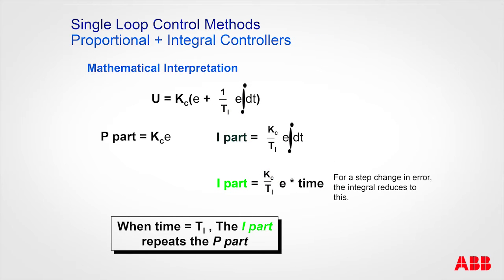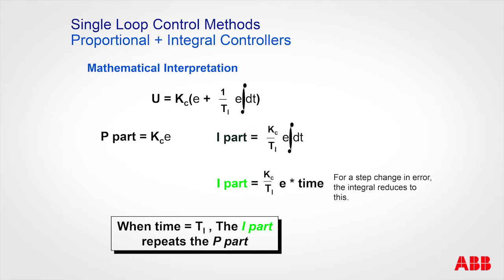Now, remember we talked about repeat time. In terms of math for a standard, this is a standard interpretation, okay? Remember the equation? Kc multiplies through, that's what I'm showing here. So the first thing you do is you multiply through the gain. So the proportional part is Kc times the error. The integral part is Kc divided by the integral time, okay?